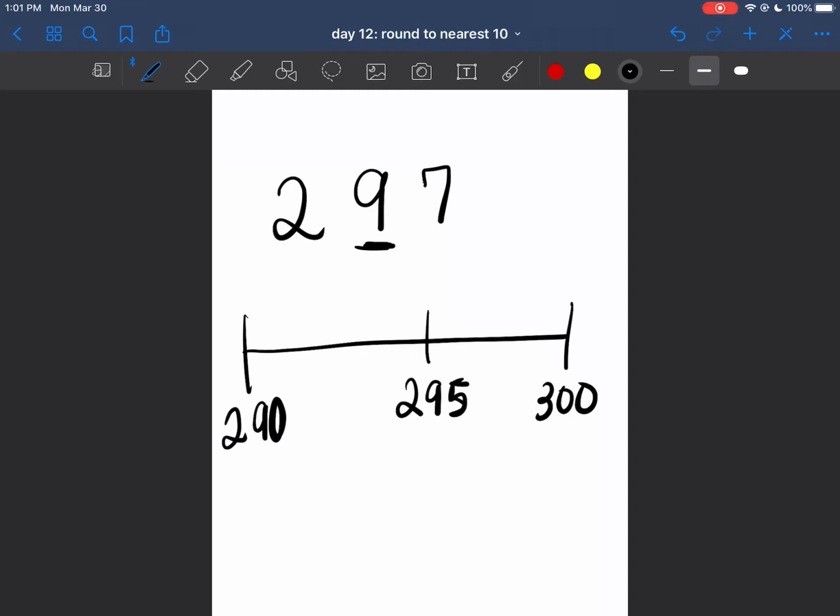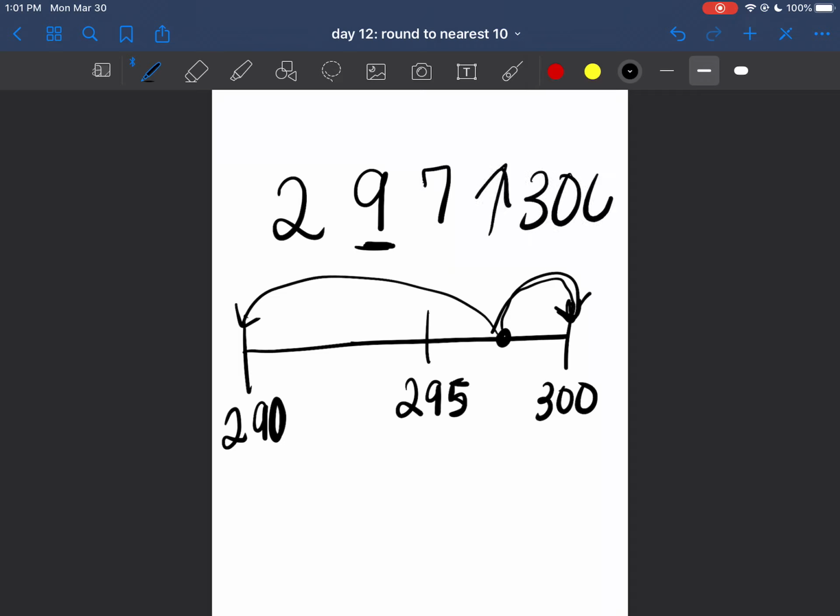297. Does it come before 295 or after? It comes after. So does it round up because it's closer to 300, or does it round down because it's closer to 290? Very good. It rounds up to 300.